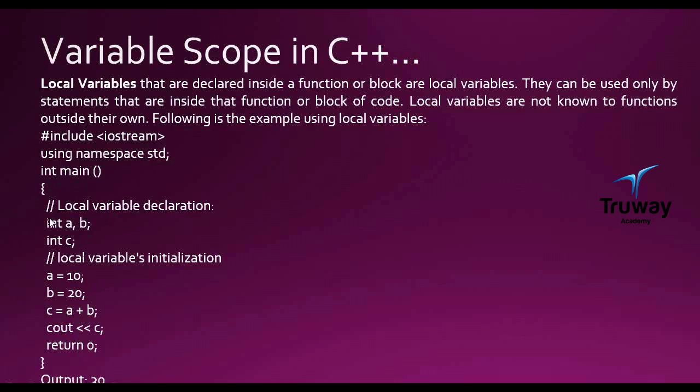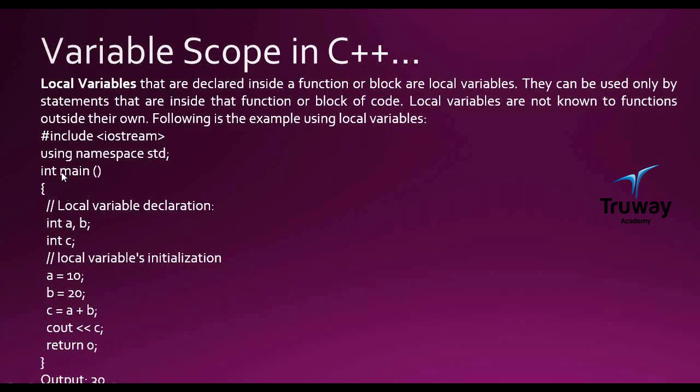Our main function, the entry point of the program. I'm creating the local variables. This is the comment I'm writing to tell the meaning of these two lines I have written here. That is, I'm creating the local variable declaration. I declare two variables, separating them with a comma, terminated with a semicolon. Then I have this C, another variable declared. I can declare this C also here, but it's our choice as and when you want to do.